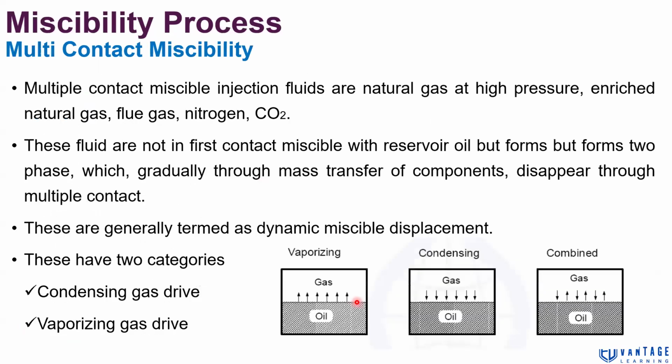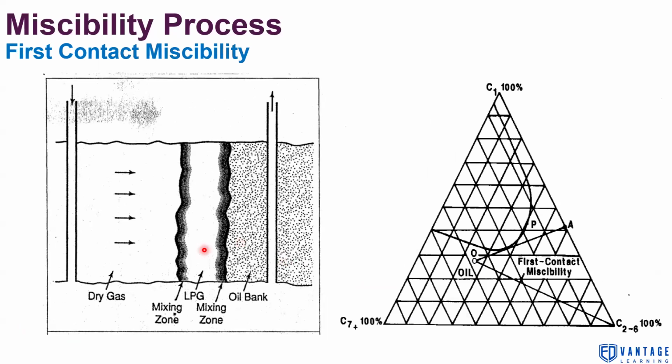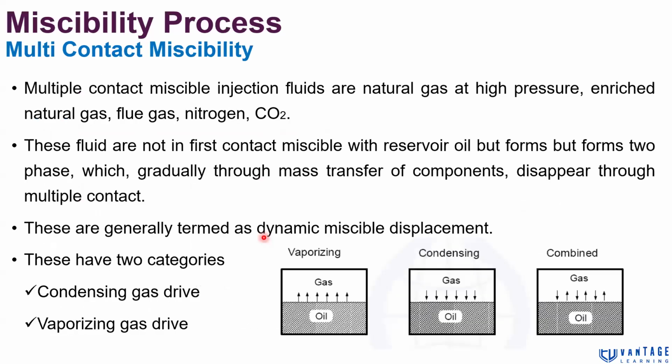So CO2 flooding will be a part of multi-contact miscibility, where we have two different techniques called condensing and vaporizing gas drive. So the main objective is to achieve miscibility with the oil bank with the injected fluid, which happens with LPG. But with CO2, we need to have high pressure, that is enriched miscibility that we are targeting to achieve.